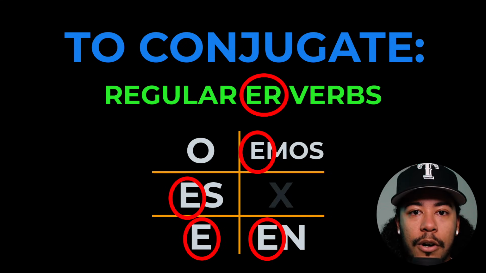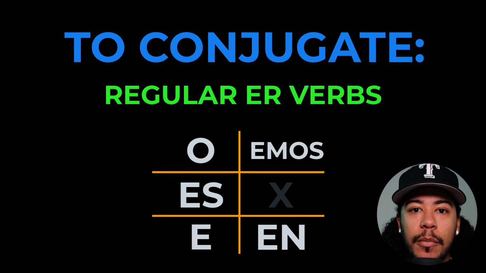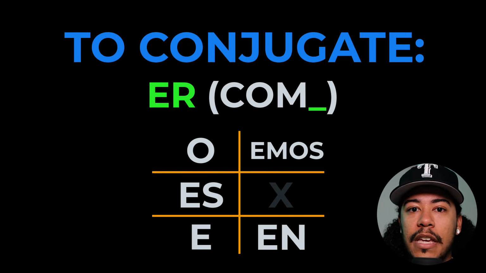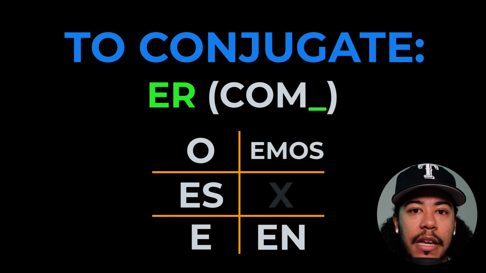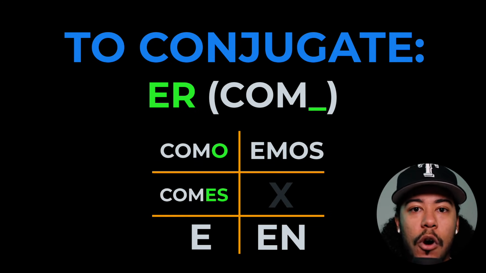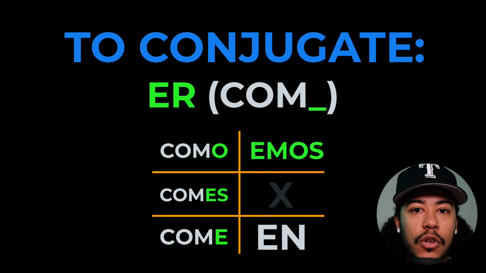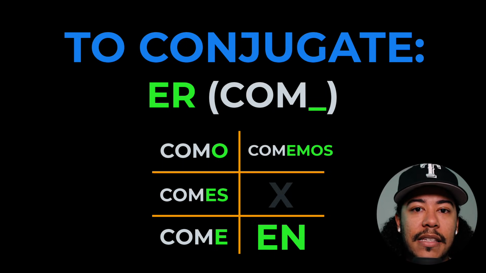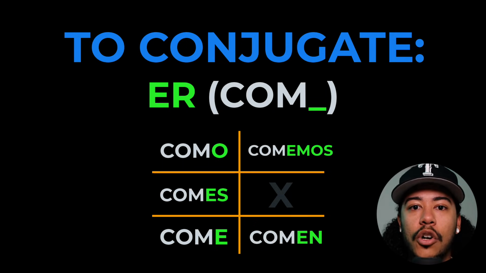So let's conjugate the verb comer, which means to eat. To do that, we'll take off the ER ending so that we've got com, and then we'll add one of the following endings depending on who we're talking about. Yo como. Tú comes. Él, ella, usted, or it come. Nosotros, nosotras comemos. Ustedes, ellos, ellas comen.